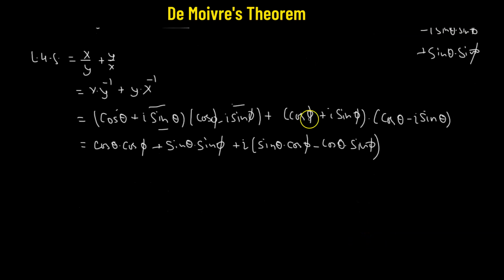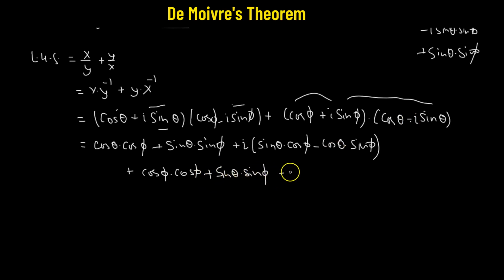Similarly, we are going to multiply these two expressions. So we have positive cosine phi times cosine theta. Then we have positive times negative, so we have negative iota squared, which will still make it positive. So we have sine theta times sine phi. Next, we have negative iota. If we take negative iota as the common factor, we have sine theta times cosine phi minus cosine theta times sine phi. Right. Now clearly this entire expression and this one get cancelled out.